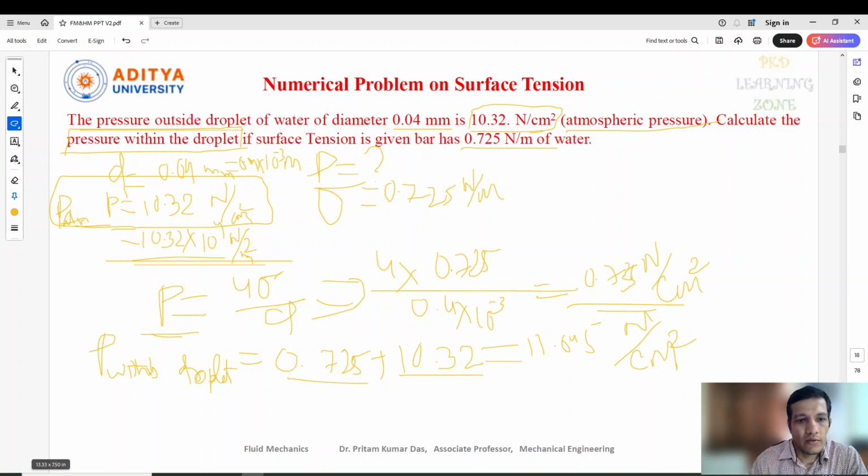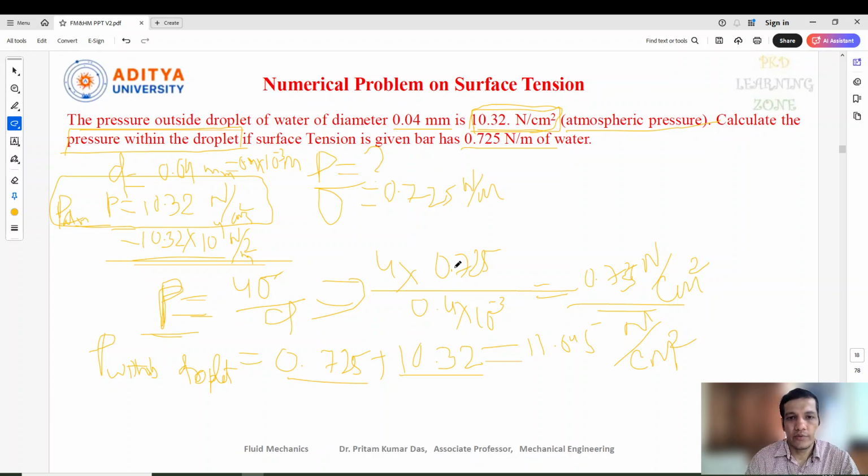Directly we got this pressure value for the droplet, but it is quite impossible that the pressure inside the droplet will be less than the atmospheric pressure. That is why the atmospheric pressure is given in the example, and the pressure inside the droplet will be more than the outside pressure of the air. So we add this pressure to the atmospheric pressure to get the pressure inside the water droplet. I hope you understood the problem related to surface tension.